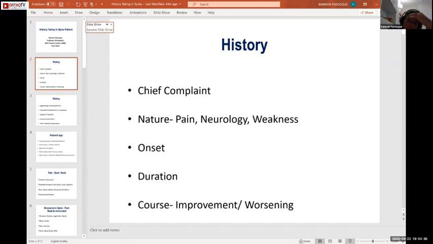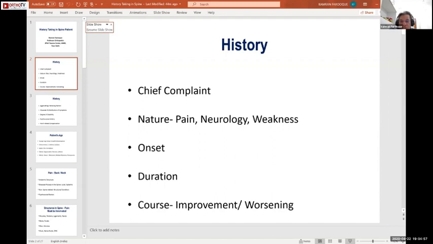And in case of a spine, it could be of the nature of pain. Mostly people complain of pain, or they could have some kind of neurological deficit, or they might complain of weakness. So first of all, we need to ask what is the chief complaint. And once that is done, we need to ask about the onset. For example, in a case of fracture, we need to ask, how did the pain start? Was there a clear-cut history of trauma?